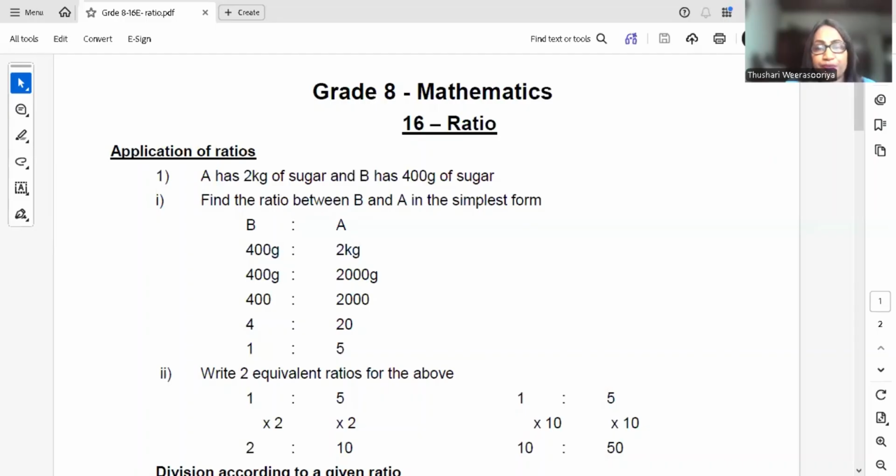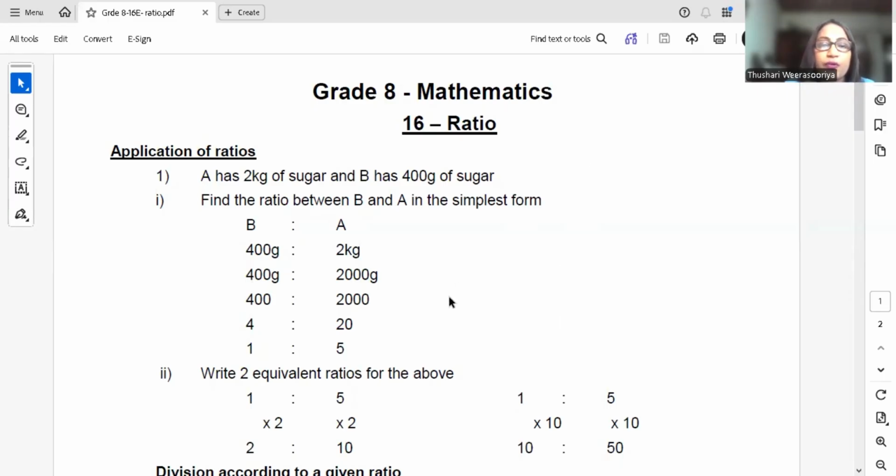Today I'm going to do the grade 8 English medium lesson, that is the ratio chapter. Ratio. You have learned ratio in grade 6, 7. I'll just revise those at the beginning. Then you can remember what is ratio. Ratio is the relation between two quantities with the same units. That is very, very important.